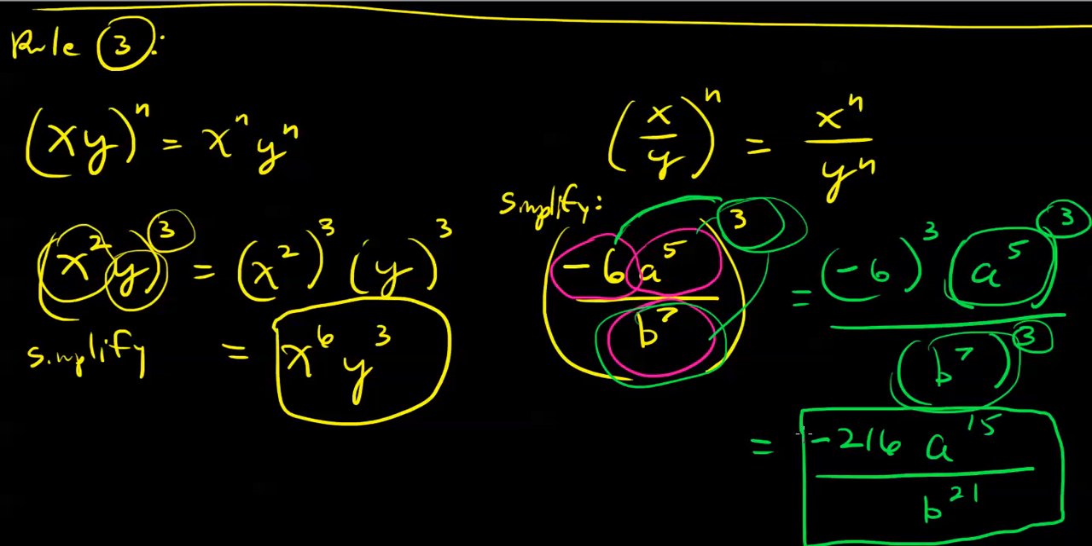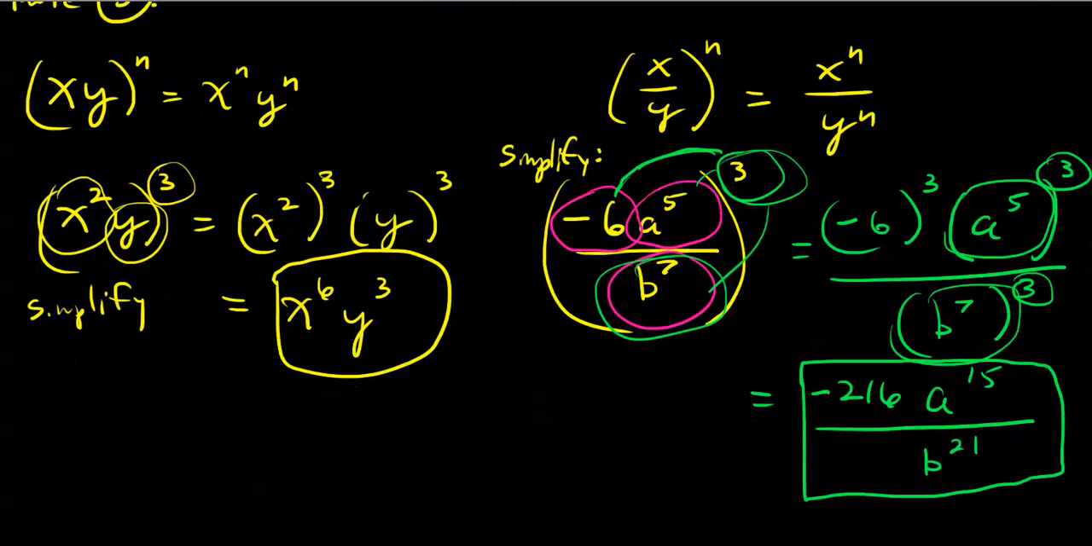Alright, I want to talk about rule 4. What does rule 4 say? Rule 4 is what they call the zero exponent rule. All it says is anything to the 0 power is 1, no matter how simple, no matter how complicated.